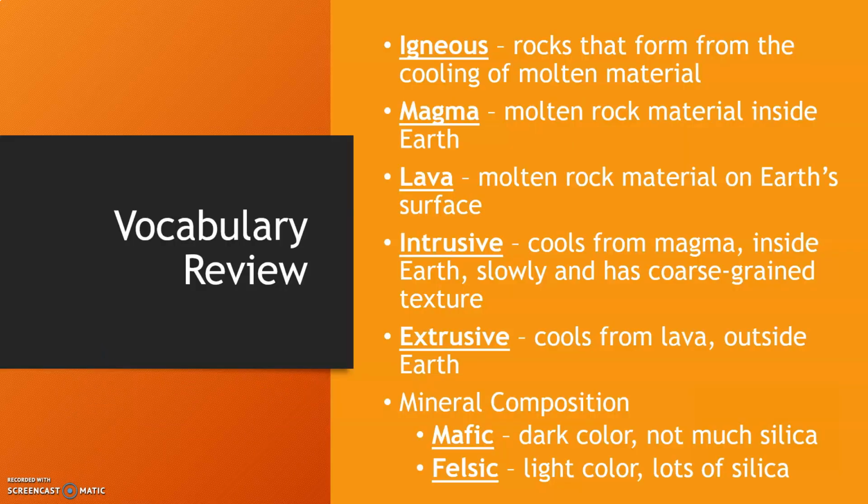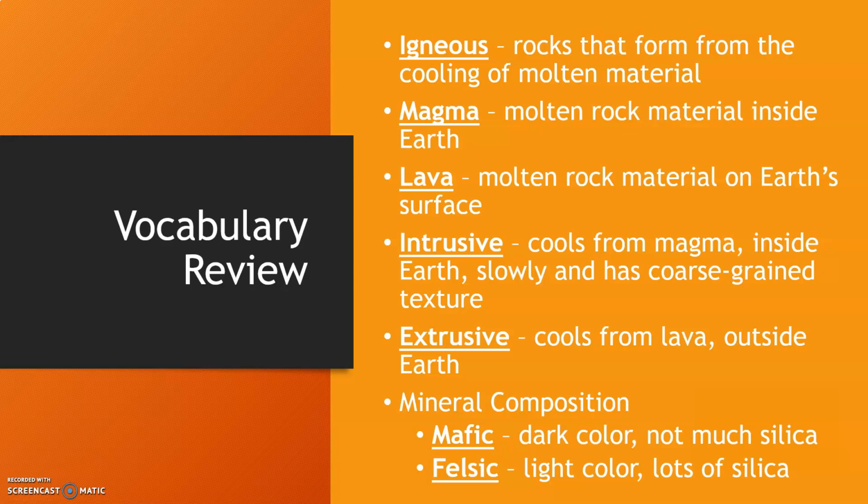And just to review the important vocabulary from this section, igneous rocks are rocks that form from the cooling of molten material. Magma is molten rock material inside the earth, and lava is outside the earth. Intrusive igneous rocks cool from magma inside the earth very slowly and have coarse-grained texture because they have time to grow those large mineral crystals. Extrusive igneous rocks cool from lava quickly outside the earth, so they have very fine-grained texture and small minerals.